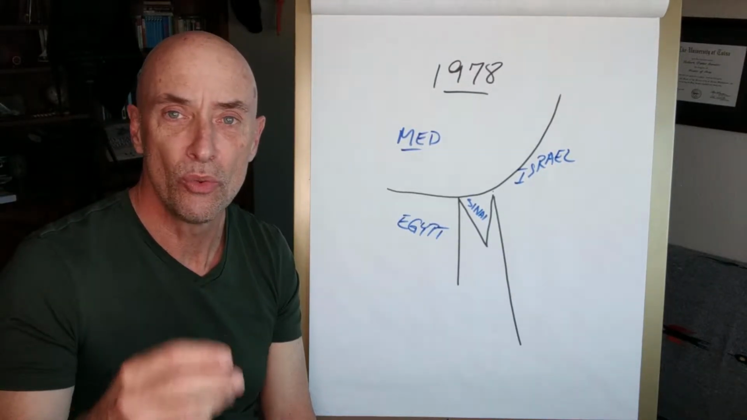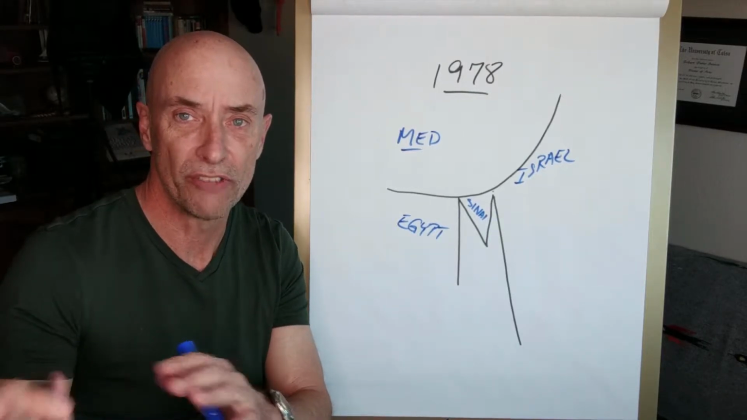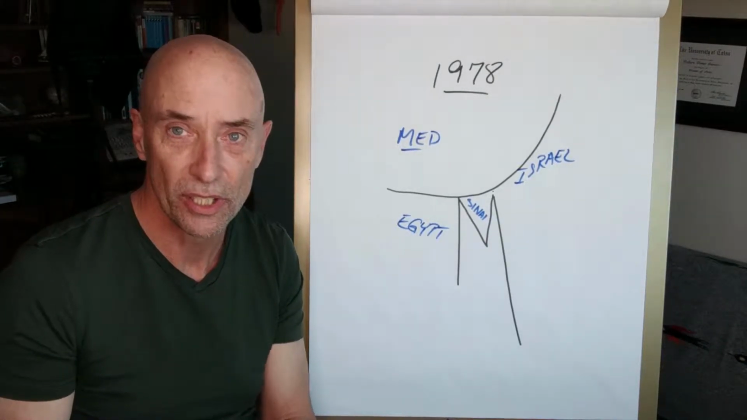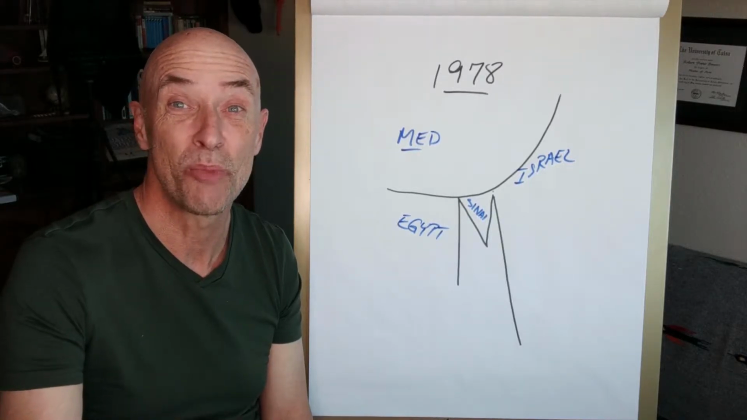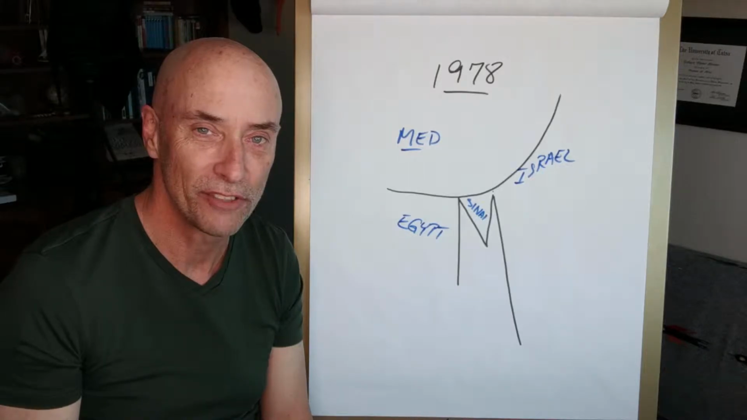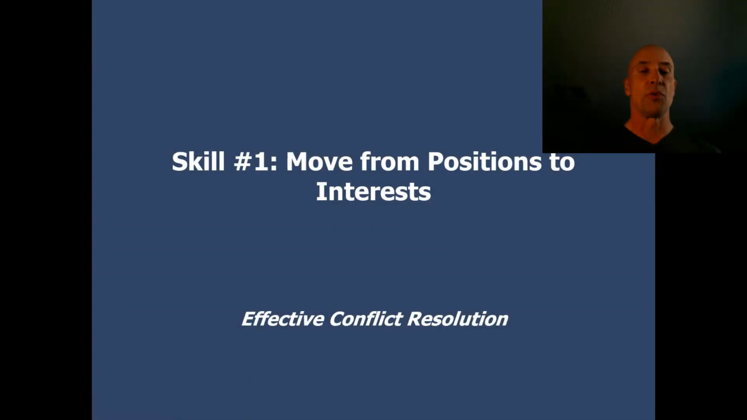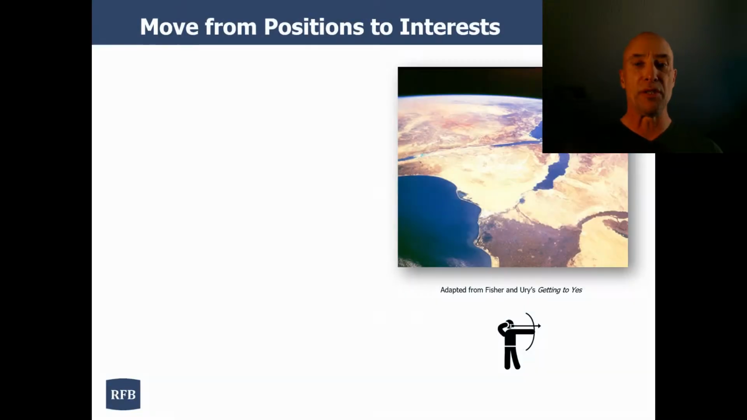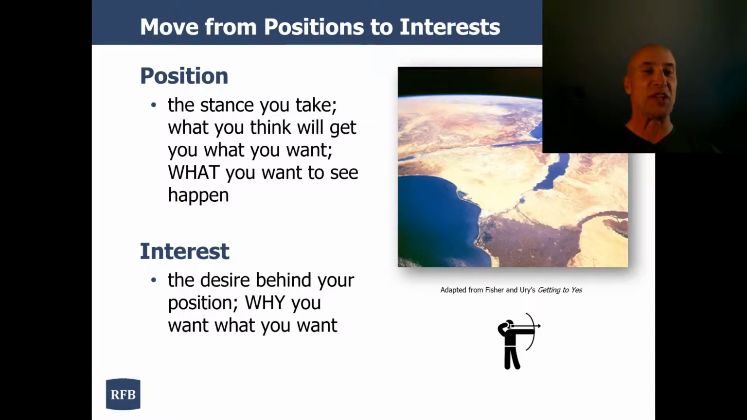And I'm going to show you one more in a picture that I will flash up on the screen in just a moment that shows some of my clients this past week who were using interests to help them get past their conflict. So we're talking skill number 1, moving from positions to interests. And as we've already mentioned, here are our definitions of both position and interest, and the example that I just gave you about what happened in the negotiations over the Sinai.